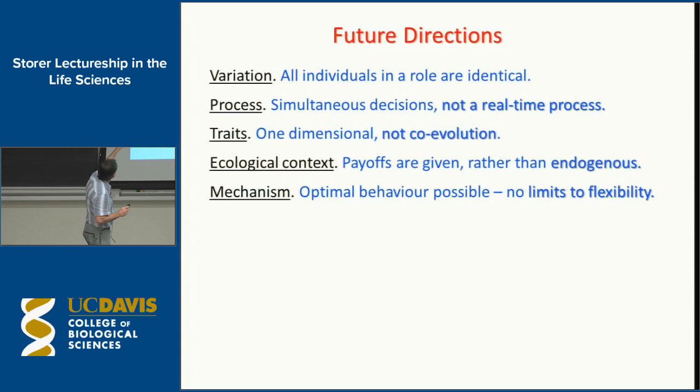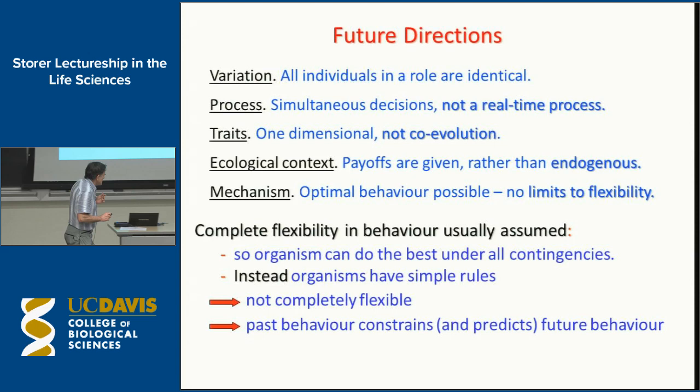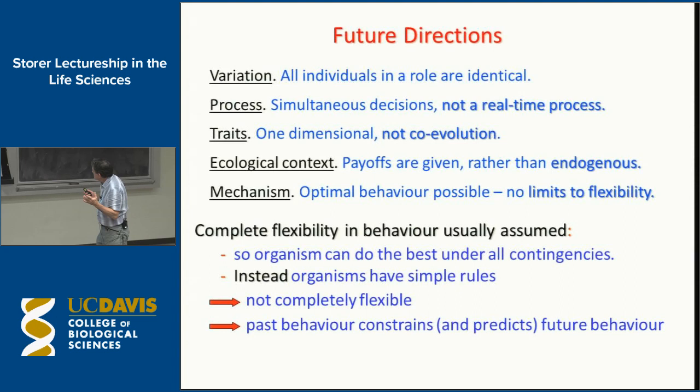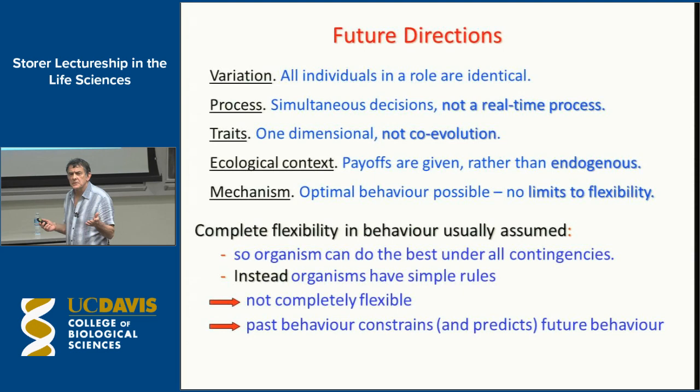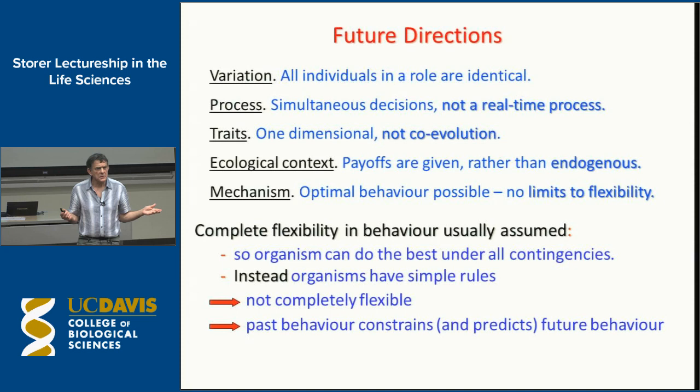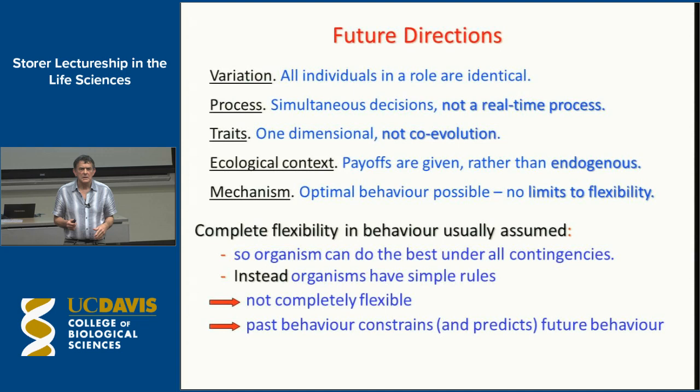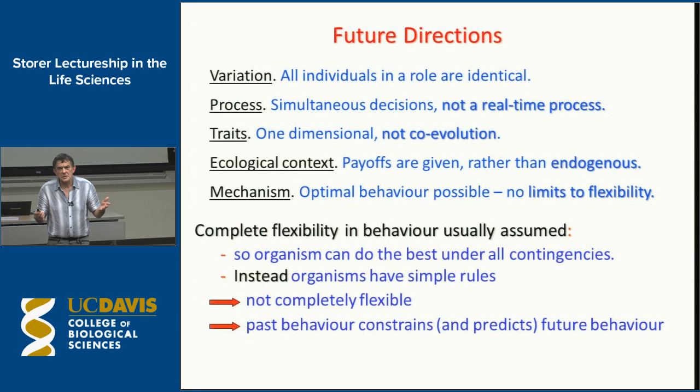I've been talking about some of these things. I haven't had a chance to go into ecological context, and I haven't said anything about mechanism, but one of the things about mechanism, it seems to me, is that it's typical for modelers to assume that individuals are totally inflexible or completely flexible. Actually, neither is true. When you get to know somebody, it's clear they're not completely flexible, because you can predict something about what they're going to do in the future from what you've learned about them in the past. But they're not totally inflexible either.